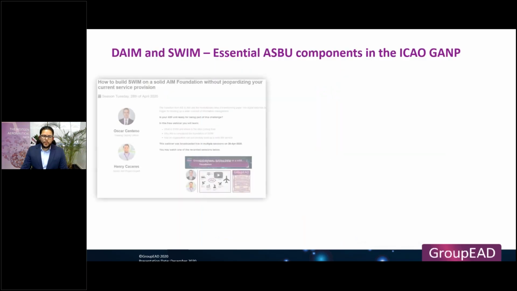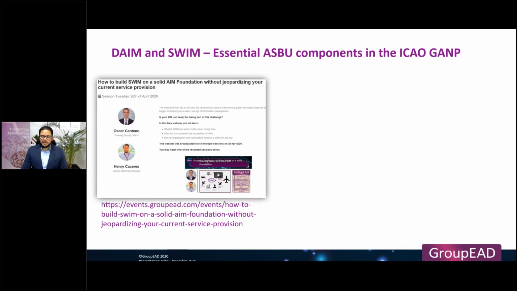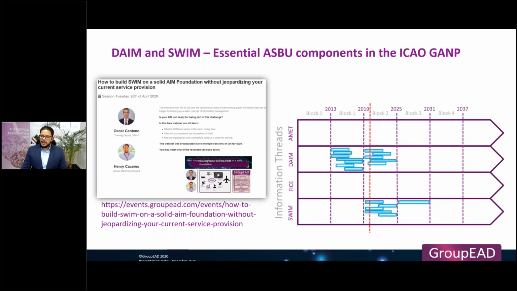In our last webinar, as Oscar mentioned, that you can find in our webpage in the events section, we were talking about SWIM. And SWIM is one of these improvement areas that ICAO wants to get with the ASBU methodology in their ICAO Global Air Navigation Plan. And today, we're going to focus on the digital AIM. If you want to have a look at what we discussed in our previous webinar, you can check the recorded version on our web, where we talk about digital AIM and also SWIM.